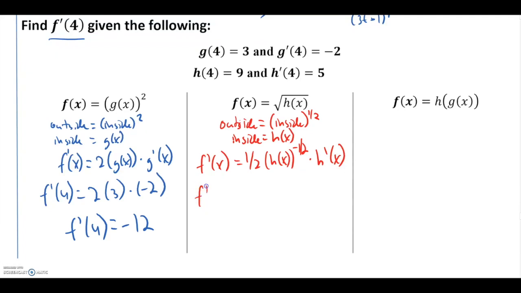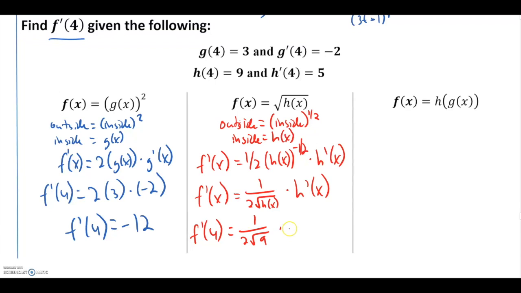The only other thing I'll do on this one is make sure that we can get back to something that's going to be easier to evaluate. That's going to be 1 over 2 square root of h of x times h prime of x, and f prime of 4 will be 1 over 2 times the square root of h of 4, which is 9, times h prime of 4, which is 5, and f prime of 4 will have a 1/6 here times 5 will be 5 over 6.